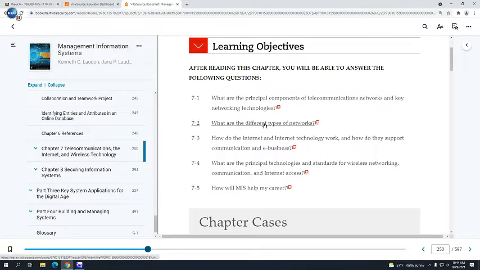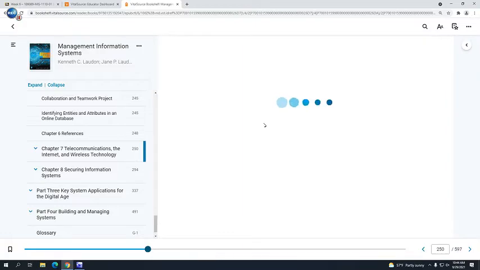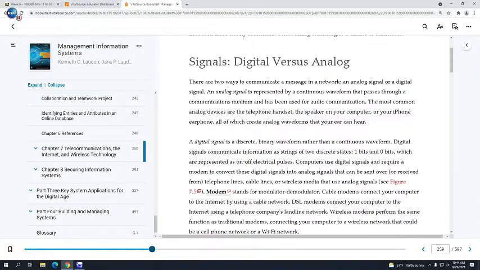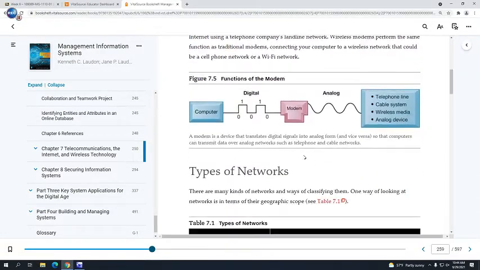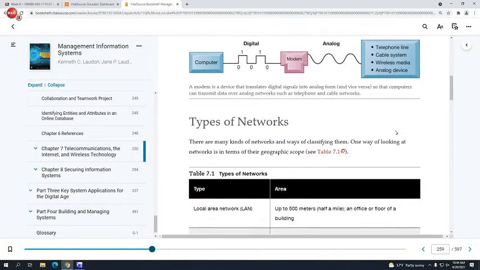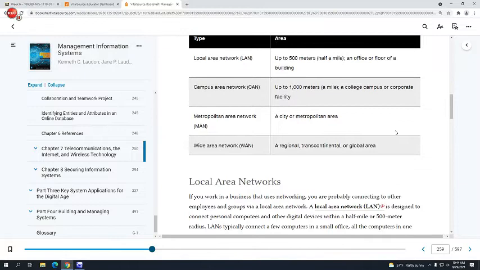This we actually started talking about already. We talked about infrastructure a little bit and the different types of networks and stuff like that. We talked about analog signals, digital signals, all that good stuff. We didn't talk about local area networks, campus area networks, metropolitan area networks, and WANs, wide area networks.